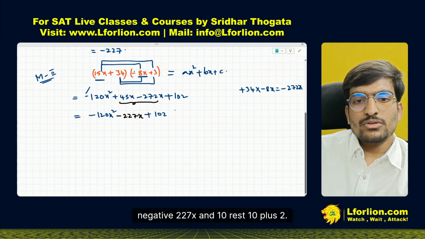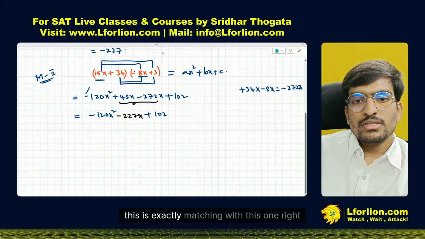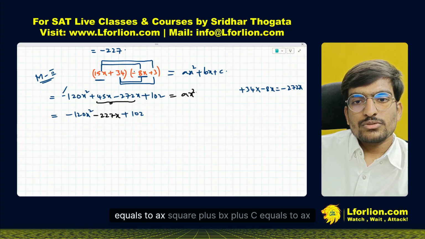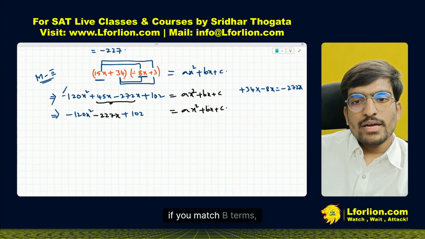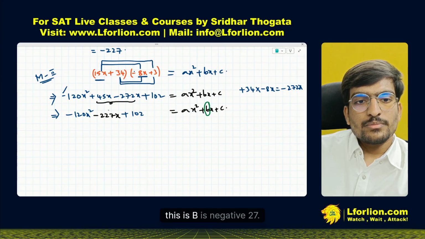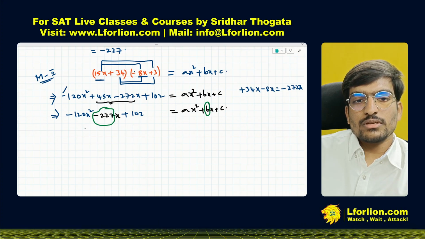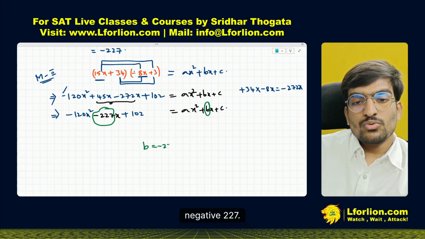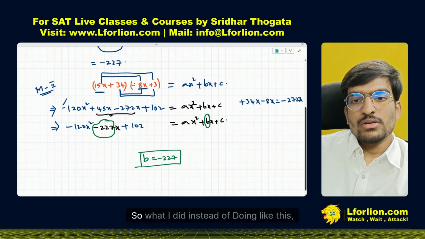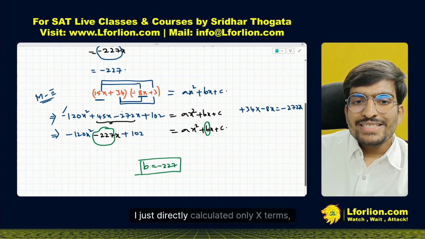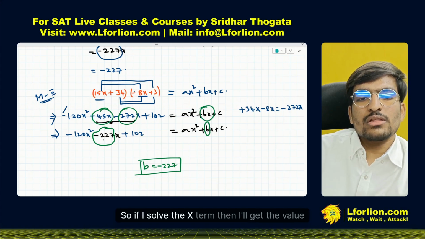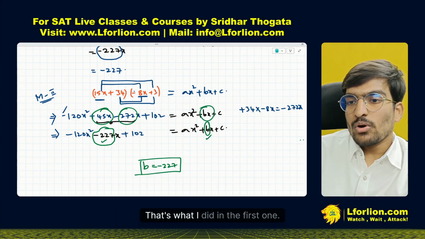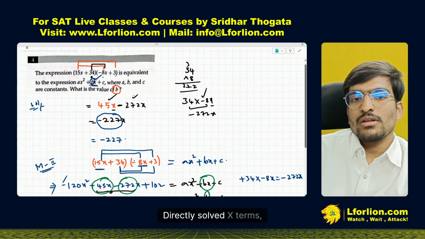If you observe, this is exactly matching with this one, right? Equals ax square plus bx plus c. If you match the b terms, b is negative 227. So that's the value. Instead of doing it like this, I just directly calculated only the x terms. If I solve the x term, then I'll get the value of b. That's what I did in the first method.